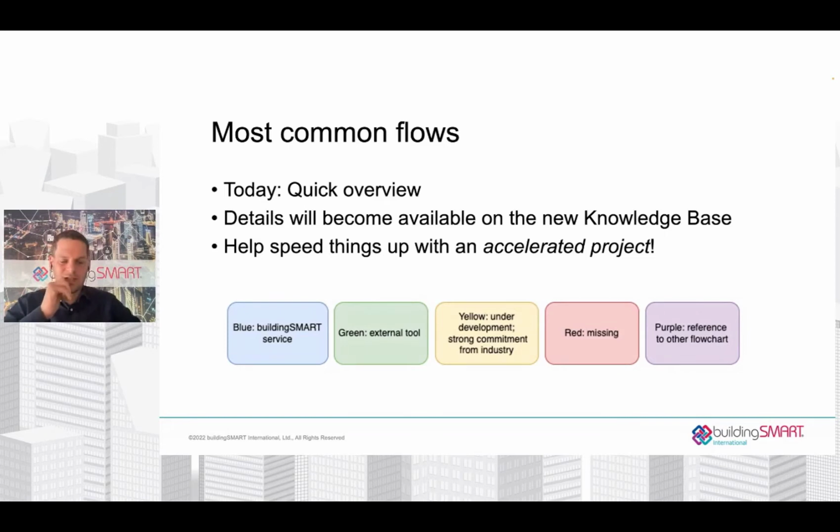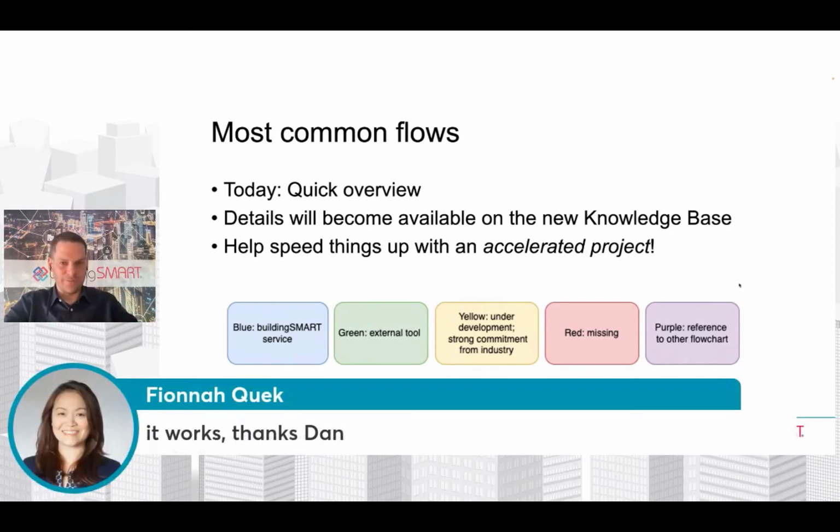What you will find on the Miro link, and I'm sure most of you are already looking at it right now and have moved away from the tab where this presentation is running, is a color coding. Blue are the buildingSMART services like the bSDD and the UCM. Green are external tools, just commercial tools that you can buy somewhere. Yellow is under development but has strong commitment from the industry, so we expect that to be available quite soon, within a couple of months. Red are the blocks that are still missing. Fortunately, you won't see too many of those. And purple is a reference to another block in the flowchart or to another program.